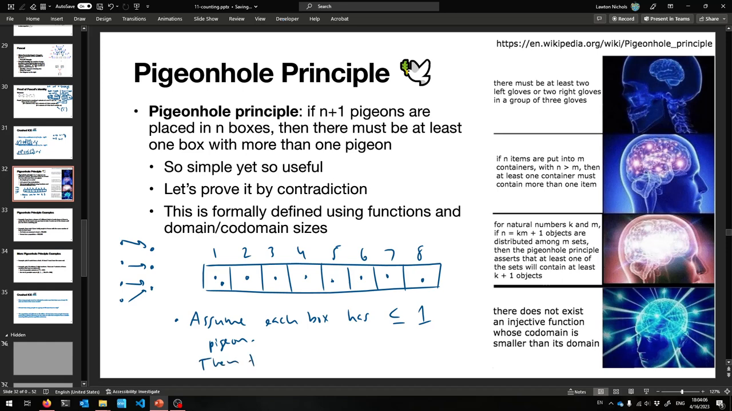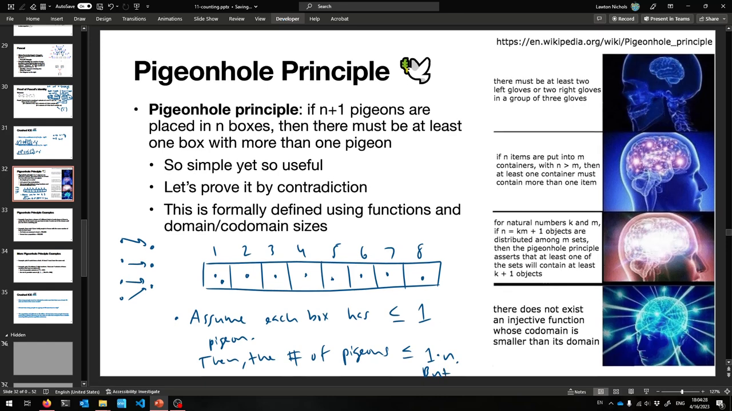Then the max number of pigeons in the boxes is, well, there can be at most one in every box, so the number of pigeons is less than or equal to 1 times the n boxes. But we said that there are n plus 1 pigeons. But n plus 1 is greater than the n that you say there can be at most in these boxes, which is a contradiction, QED. Okay, that's the idea. So, yeah, that is the proof for the pigeonhole principle.